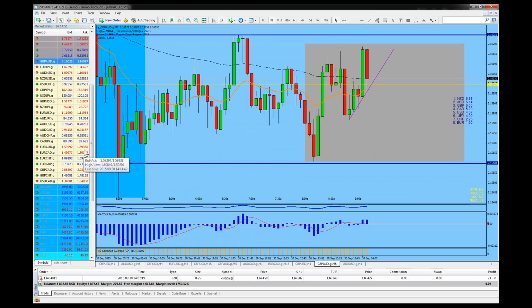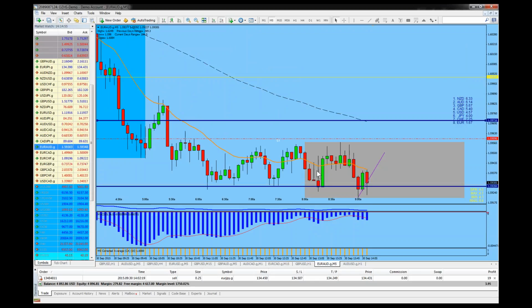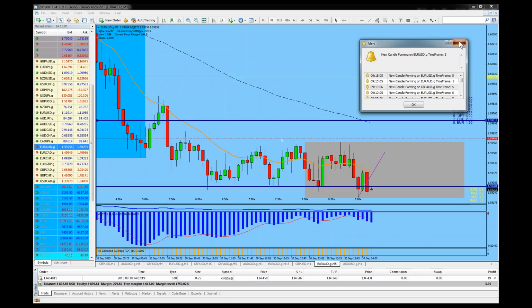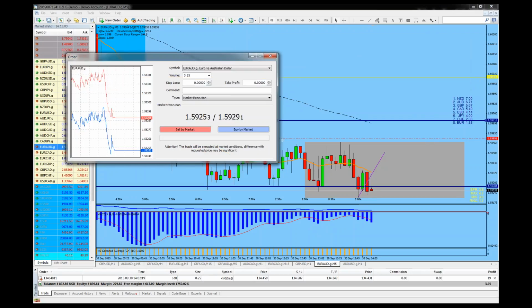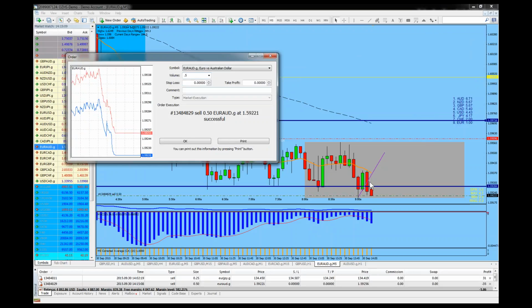And we're going back to Euro Aussie. And let's just see if this candle is going to cooperate with us. Okay, there we go. And new order, and I'm going to bump this up to a 0.5 and sell. I missed like 2 pips on the entry.